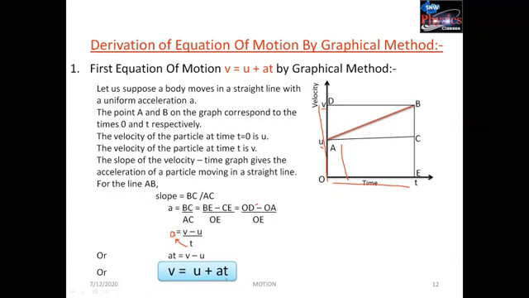So we get the expression V equal to U plus AT. This is the first equation of motion.